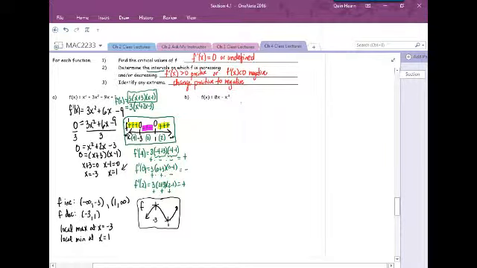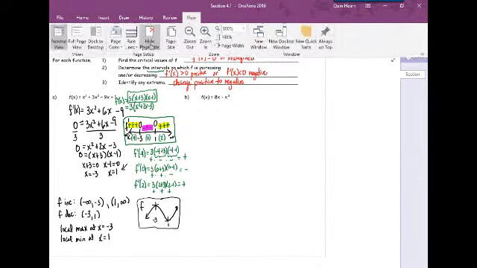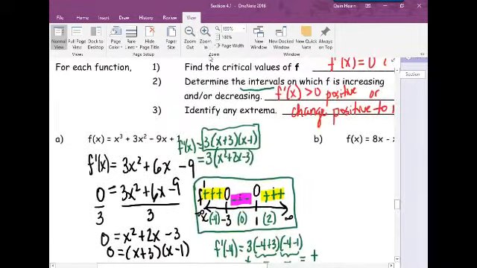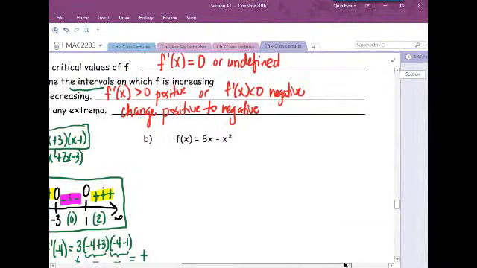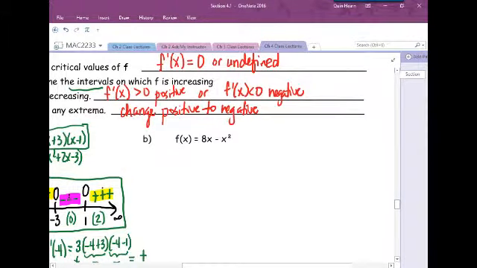Okay, remember we have 3 things we want to find. Find the critical values, determine the intervals of increasing or decreasing, and identify the extrema. All right, so for part B, we have the function f of x equals 8x minus x squared. All right, so we're going to find our first derivative. The derivative of 8x is 8. The derivative of x squared is 2x.